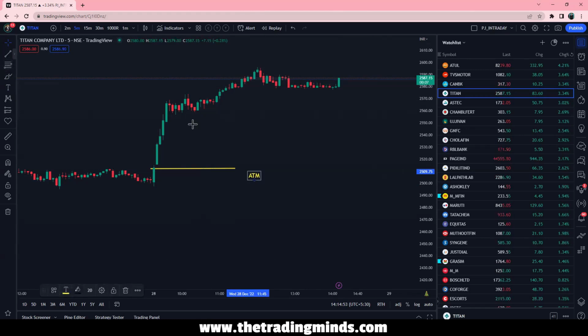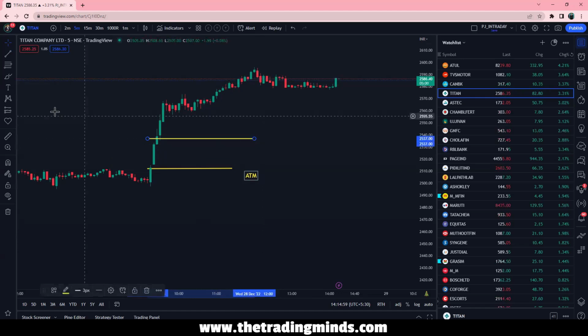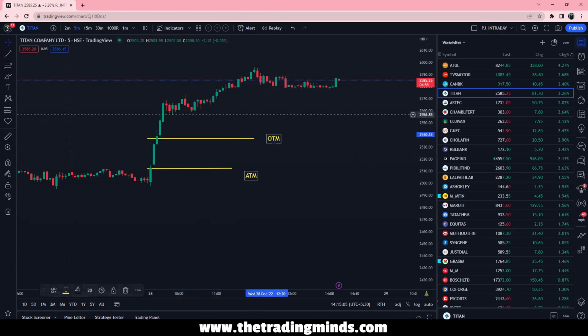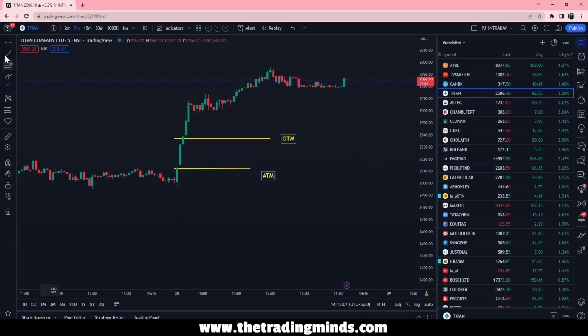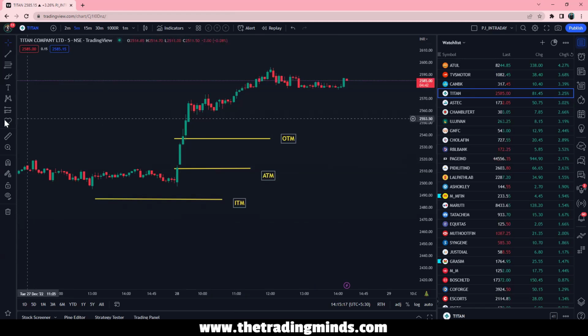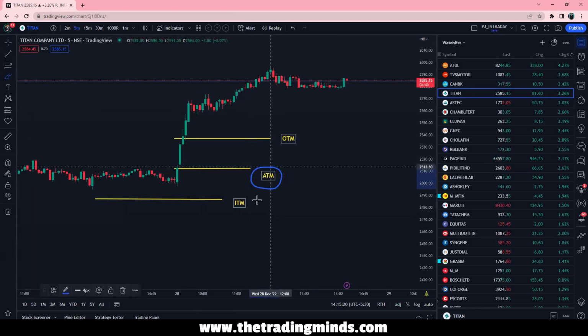If I choose this one here, for example 2,540, that will be my OTM. And if I choose a lower one, somewhere around 2,480, this will be my ITM. So either you would have chosen an ATM or an ITM, but not OTM.